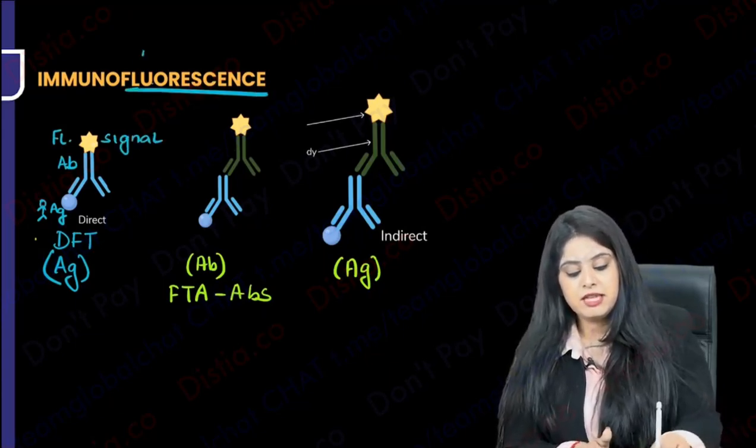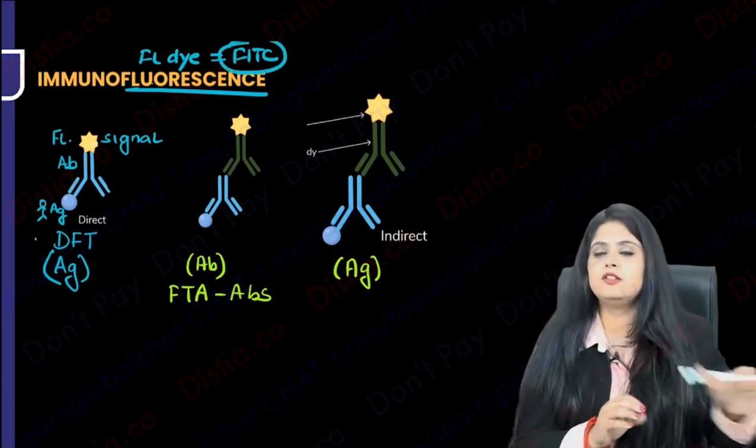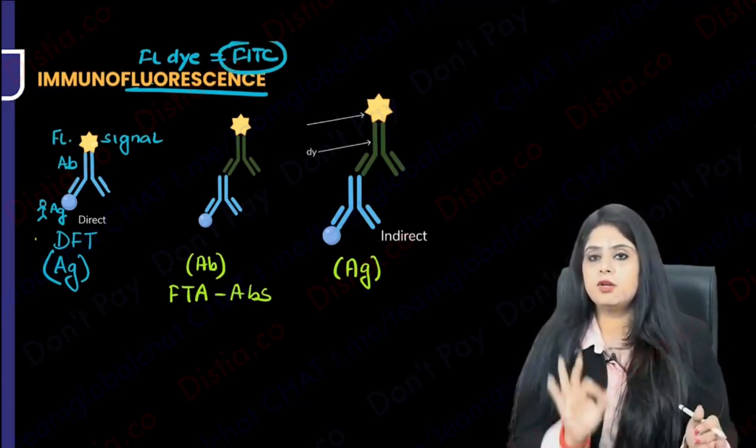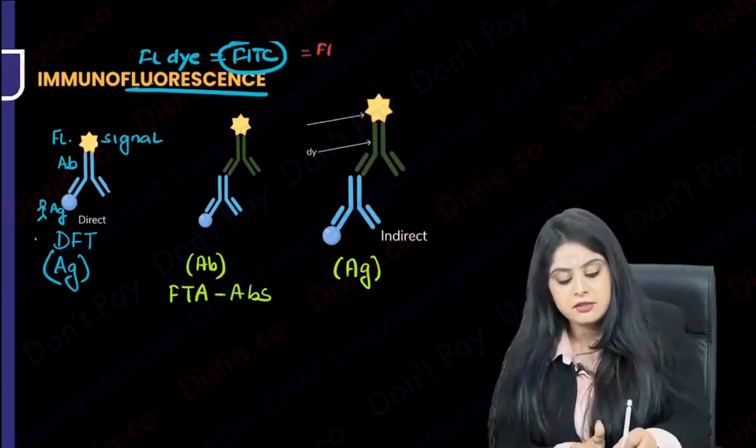Which is the fluorescent dye which is most commonly used for this process? It is FITC. Wherever they ask you about the fluorescent dye in any machine that is being used in Path, Micro and Biochem, the fluorescent dye which a machine is using is always FITC. FITC stands for fluorescein isothiocyanate.